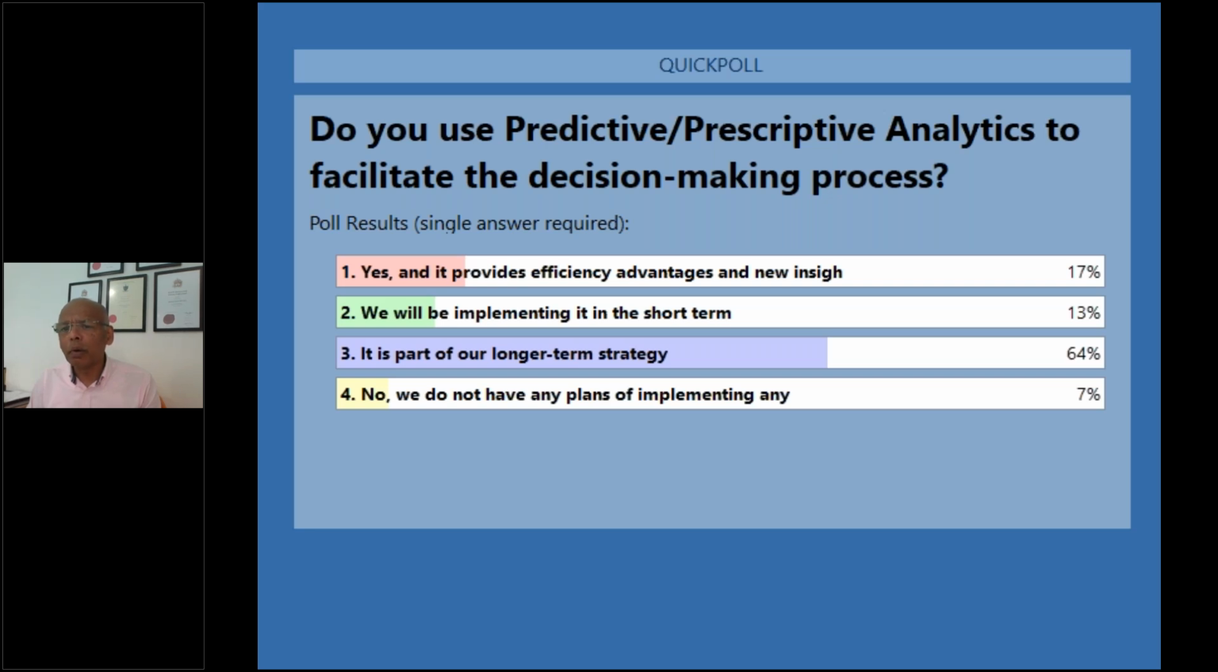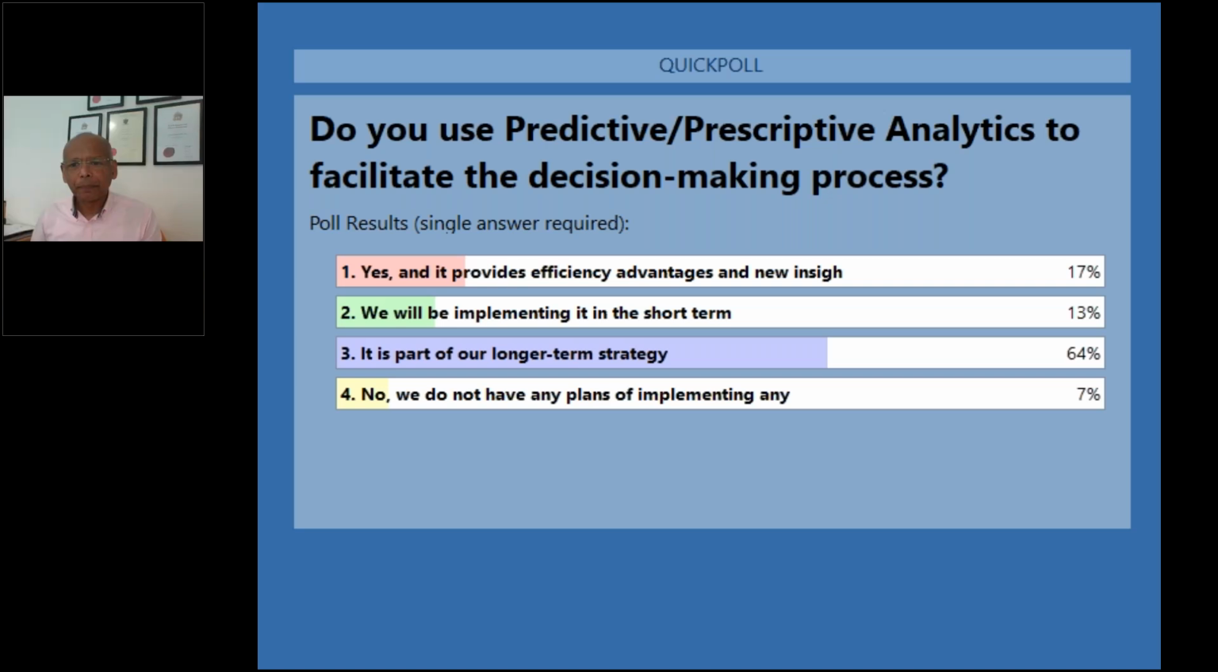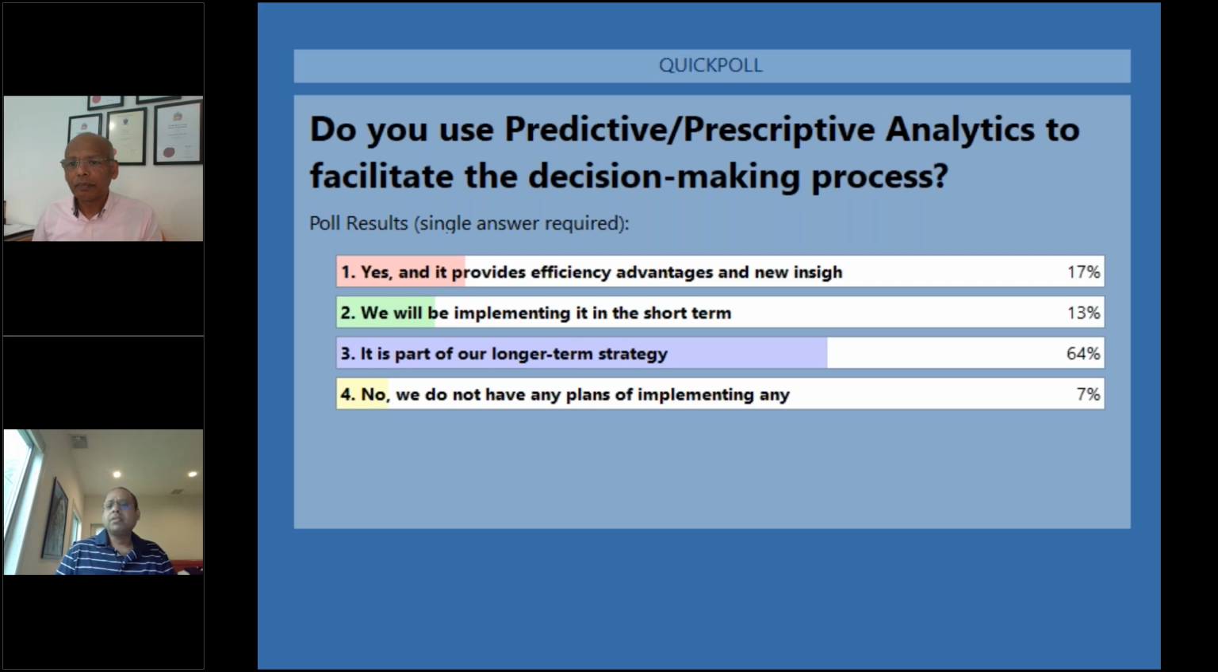Saurabh, a quick insight in the poll here from you, please. So I'm not surprised. It's definitely good to see that nearly 20% of people have already embarked on the journey, but a good 75% is keenly interested in it, whether it's immediate future or in a not so distant time in future. So it's pretty much in line with what I had been expecting, and that it's a topic that's going to stay here for some time to come.